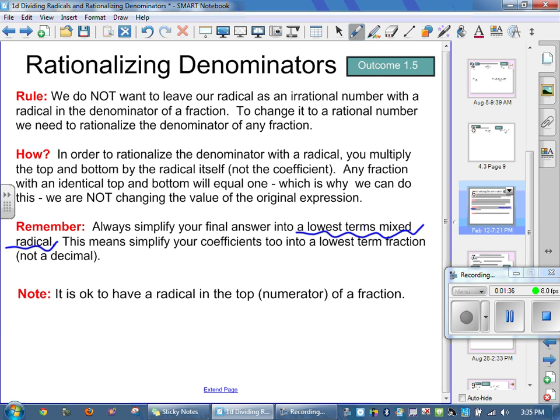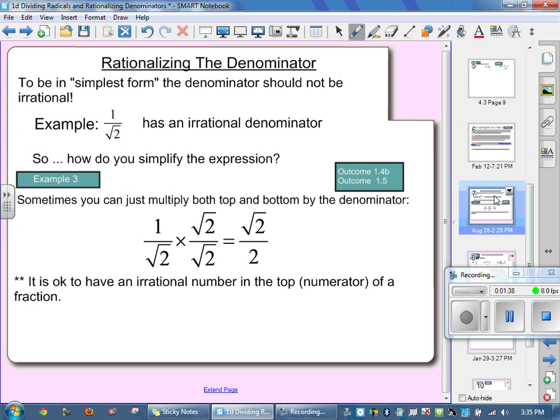Okay, let's check and see how this actually works. Here's an example. It says, to be in simplest form, the denominator, the bottom of our fraction, should not be irrational. But what do you mean irrational? We have to remember what irrational numbers are. Irrational numbers are any number that is a non-perfect square root, or non-perfect radical. So if it's a non-perfect radical, it's going to give us a run-on decimal. We can't leave those in the bottom of any fraction.